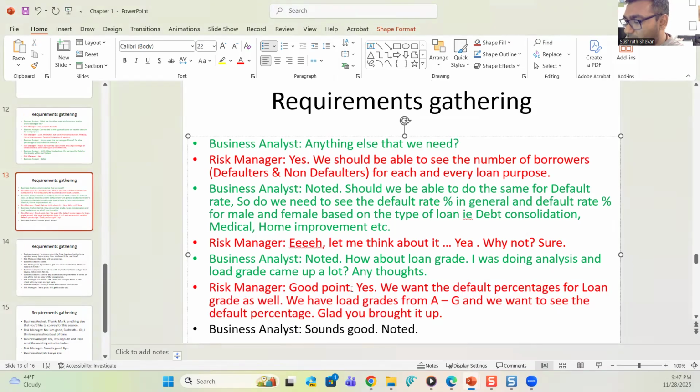So he says, good point. Yes, we want the default percentages for loan grade as well. We have loan grades from A to G. So he's giving all the information, A to G, and we want to see the default percentage. Glad you brought it up. So I'm kind of taking notes, right?